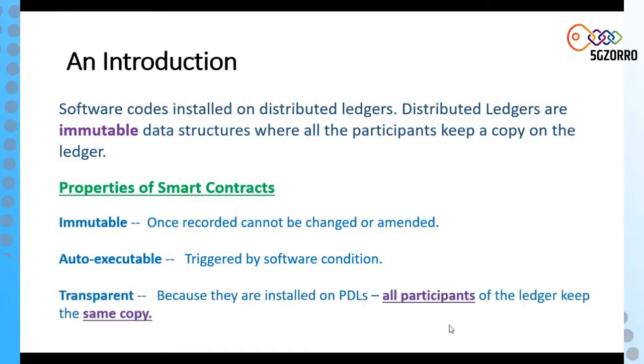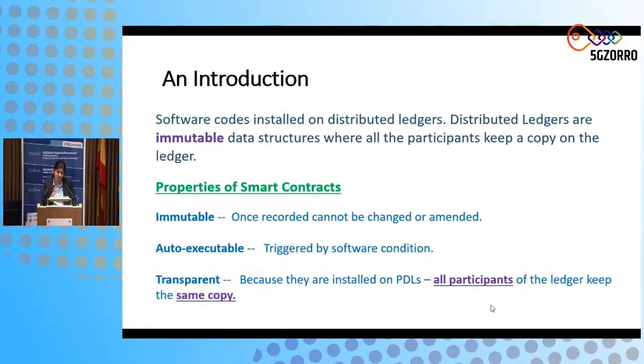And transparent, because similar to distributed ledgers, they are installed on every single node on the ledger. Typically, every participant in the ledger keeps the same copy of the contract, and they are transparent to the network. Again, some blockchains, like Hyperledger Fabric, have channels in which the ledger can be private, and a smart contract can be private between two parties, but that's a different topic. So typically they are transparent.